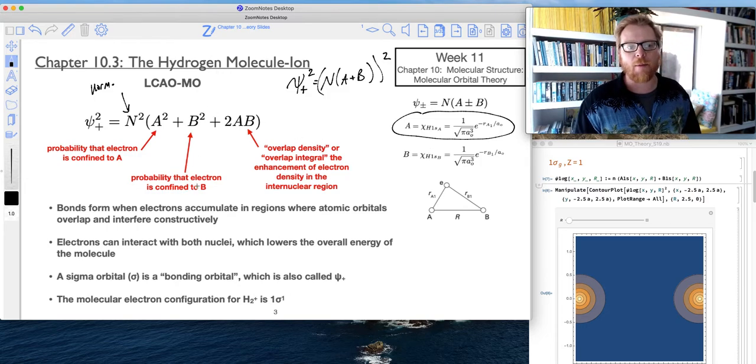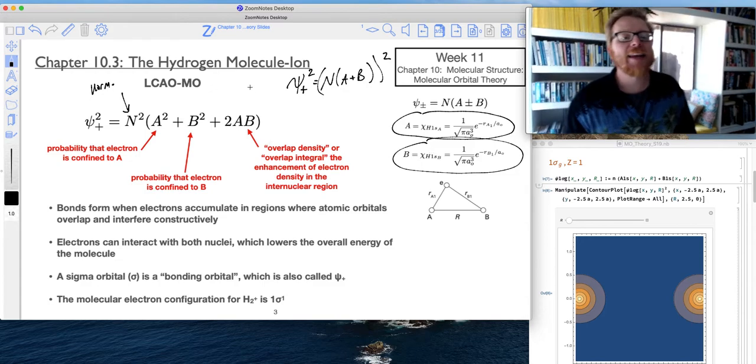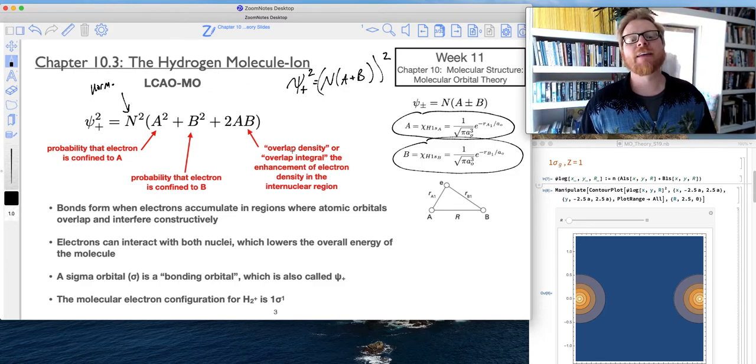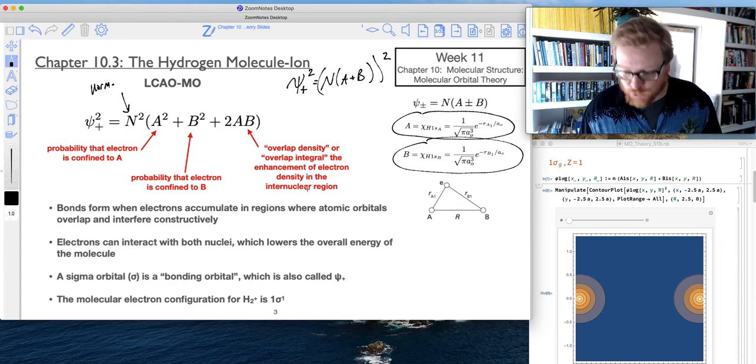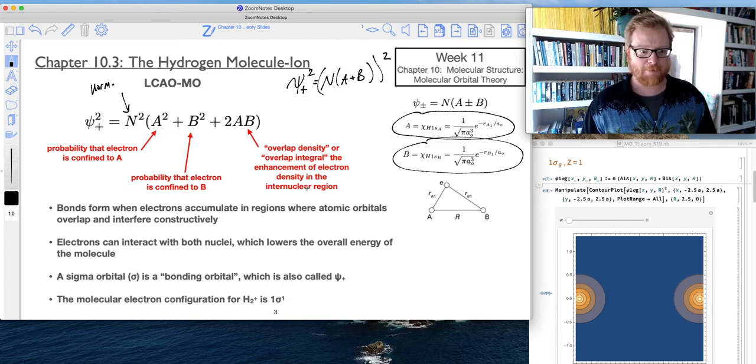B squared is the probability that the electron is confined to B. And so once again, that's just going to be the 1s orbital, okay? And now this 2AB, this is what we call the overlap density or the overlap integral. And this describes the enhancement of electron density in the internuclear region, okay?